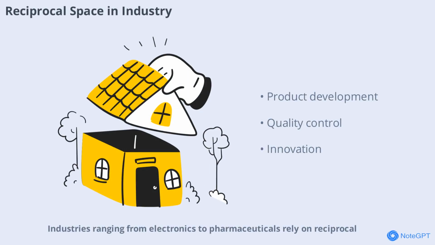Industries ranging from electronics to pharmaceuticals rely on reciprocal space analysis to develop new products and improve quality. By understanding the structure of materials at the atomic level, companies can optimize manufacturing processes, ensure product reliability, and innovate faster. Reciprocal space is thus a key driver of technological progress and economic growth.